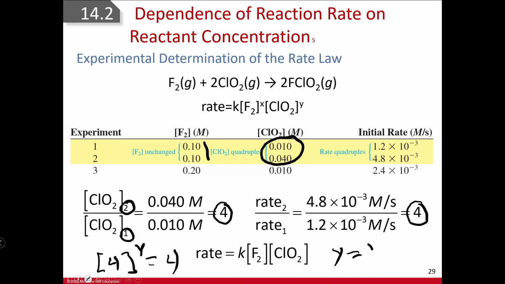So our rate law is the overall rate is equal to the rate constant times the fluorine concentration times the chlorine dioxide concentration. It's first order with respect to the fluorine. It's first order with respect to the chlorine dioxide. And it's second order overall. Now that's going to be important later on. It's important to know what the order for the reaction is. It's going to give us an insight into the reaction mechanism. So this is second order overall. First order with respect to fluorine. First order with respect to chlorine dioxide. Second order overall.